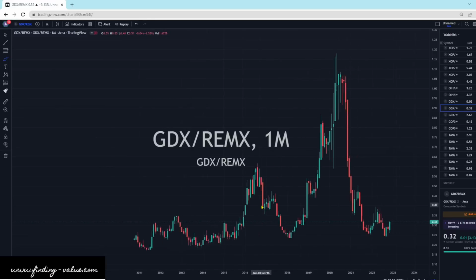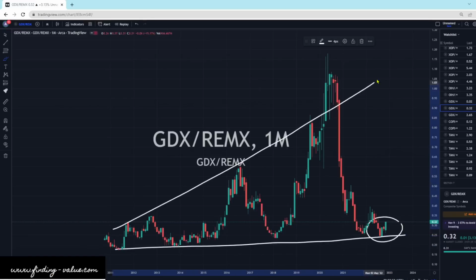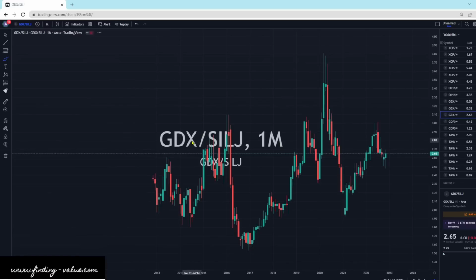GDX versus REMX. GDX looks like it's ready to rip it, and it's cheap. So this looks really good for GDX and where it's located against rare earth metals. So I would be looking for particular companies, either specific companies in GDX or the ETF itself.